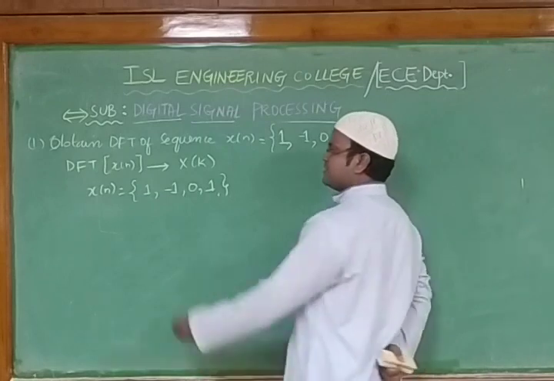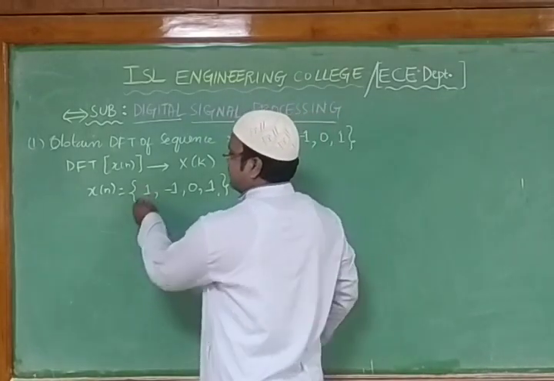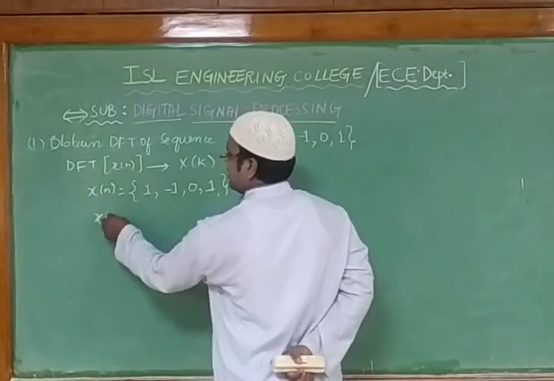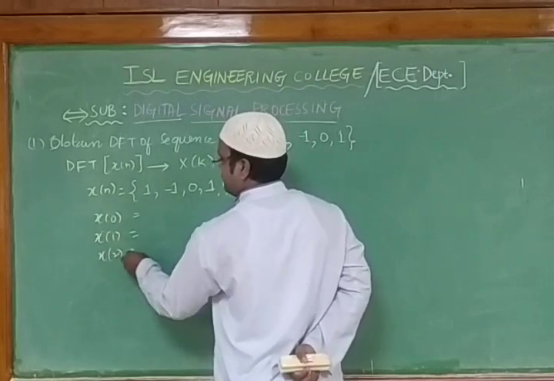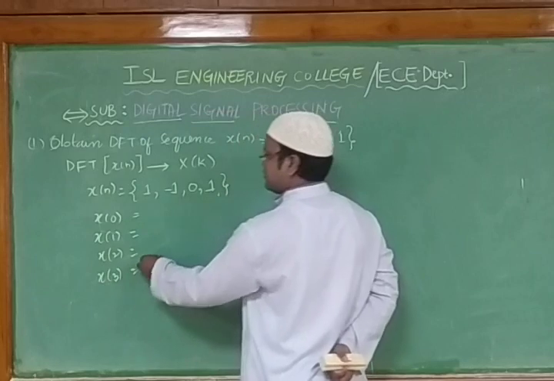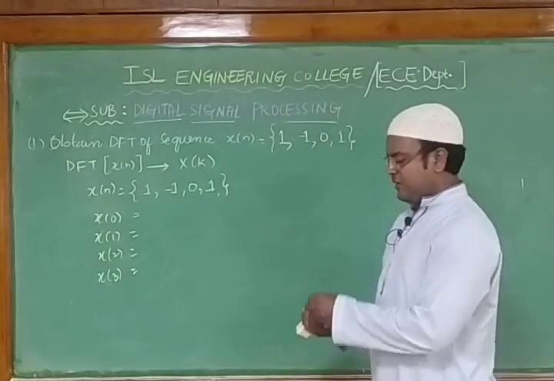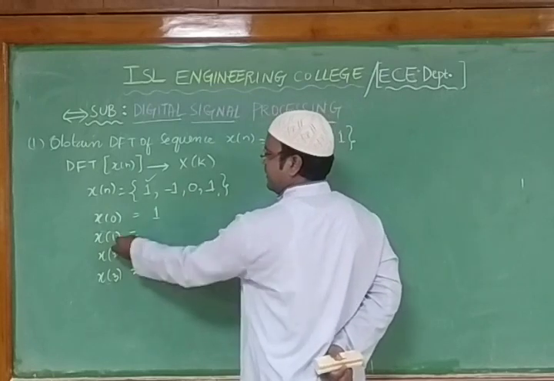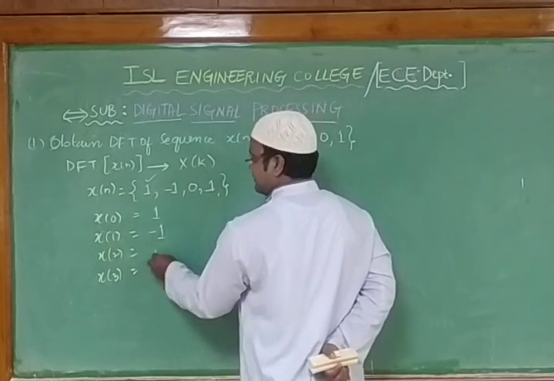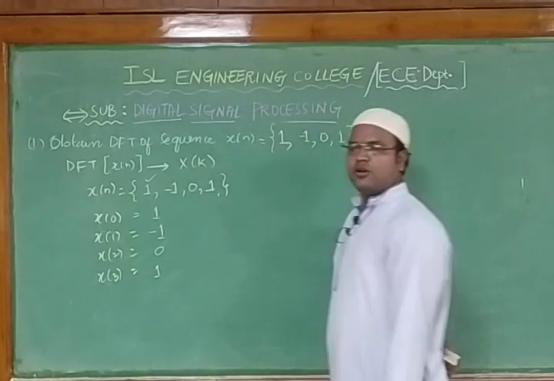So by using this, what is the starting value? We'll write the position. What is the position of it? x of 0, we start from 0, x of 1, x of 2, x of 3. So what is the x of 0 value? x of 0 they gave us, the first value is 1. Then x of 1 is minus 1. Then this is 0. Again we got 1. So we got these 4 values.